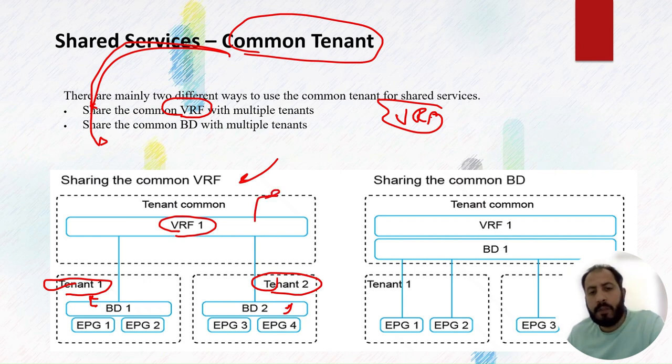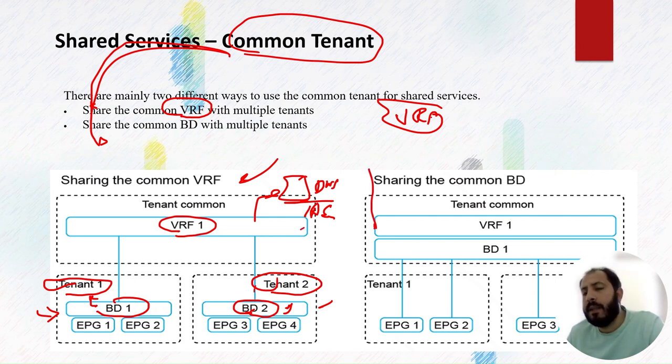VRF itself. So how will the configuration go? You have a DNS with an IP subnet, which is different from the bridge domain in the user tenant, which will be attached to the VRF itself. So once you attach the user bridge domain to this VRF, it will have reachability to the DNS, which is inside the common tenant. That is one way. The other way is by sharing the bridge domain itself, and you directly attach the EPG.